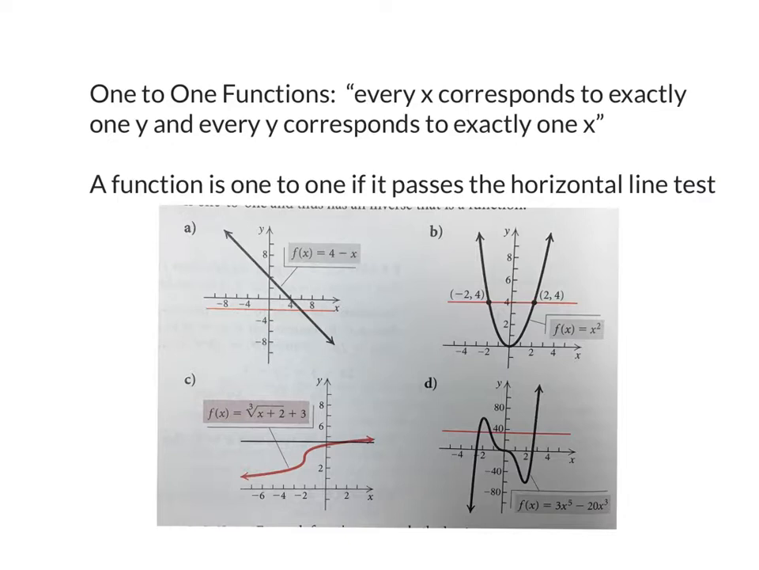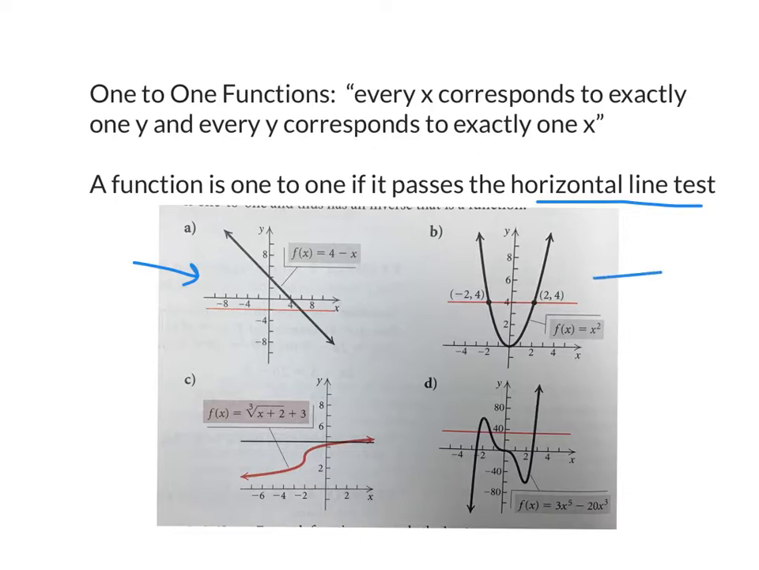Also, you can tell it's one-to-one if it passes the horizontal line test. Meaning, if you look at these 4 pictures down here, there's a red horizontal line on this first picture. That's part A. The red horizontal line only crosses the graph one time. That's linear. It's decreasing the whole time. So that would be one-to-one.